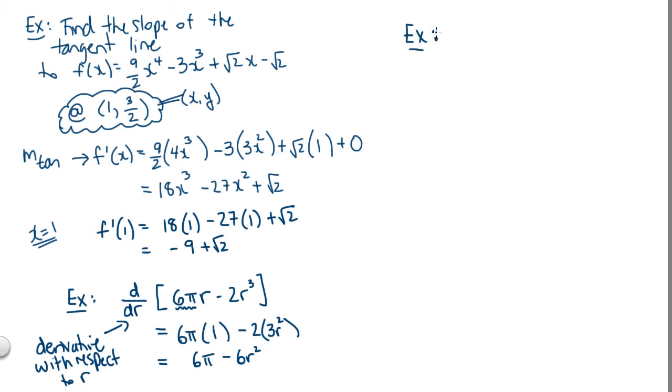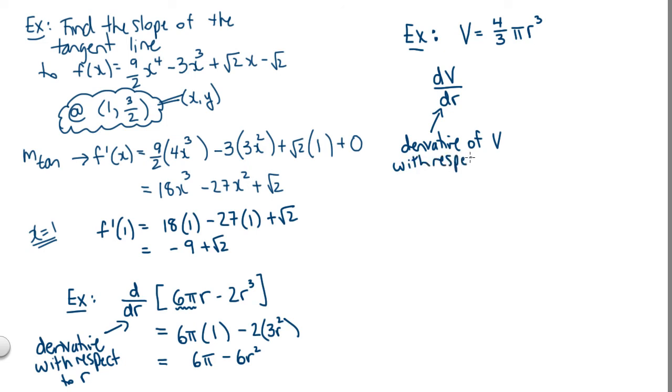Now, we just need to practice doing this with slightly different notation. So sometimes we'll be given a function, not always going to be called f. So maybe we've got a function called v here. Let's say v is 4/3 pi r cubed. So you might recognize that as the volume of a sphere with radius r. We might write something like dv by dr. So that's just a way of saying derivative of the function v with respect to r.